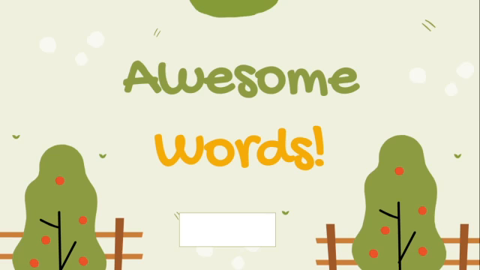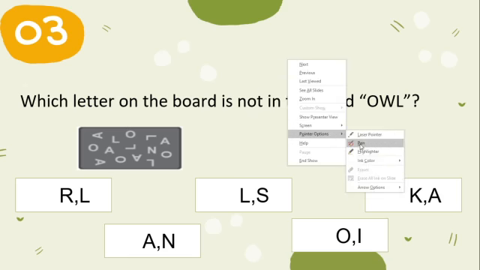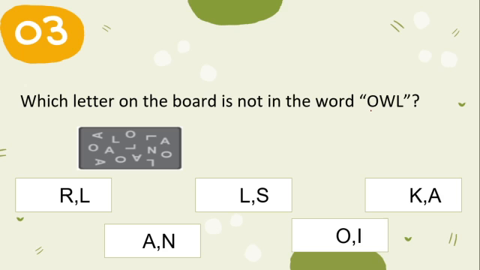Now moving on to the third question. Which letter on the board is not in the word owl? I repeat the question once again. Which letter on the board is not in the word owl? So, owl consists of 3 letters: O, W, L. We have to cross check the board with the word owl.